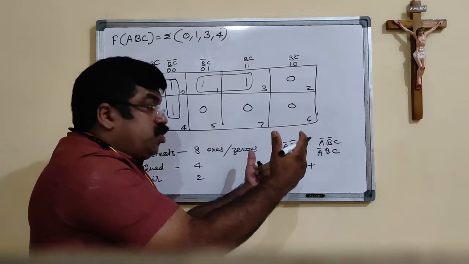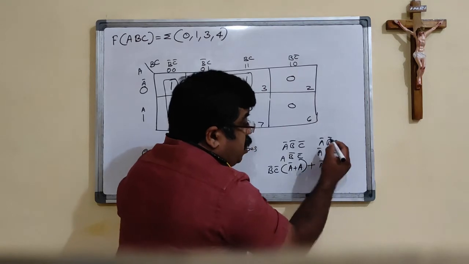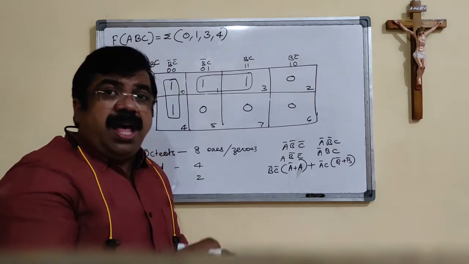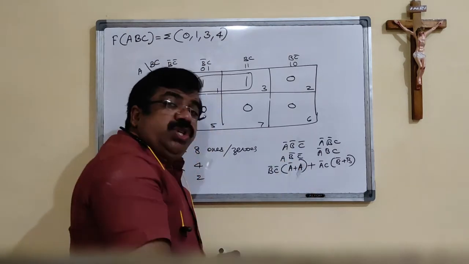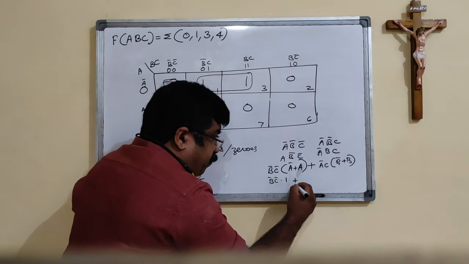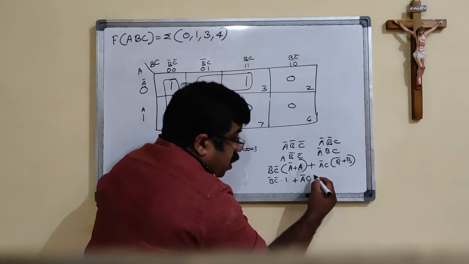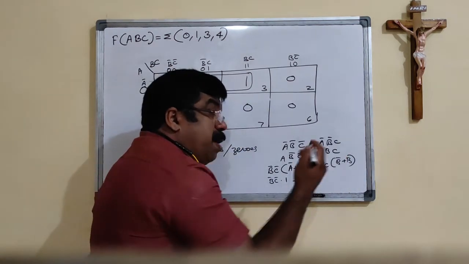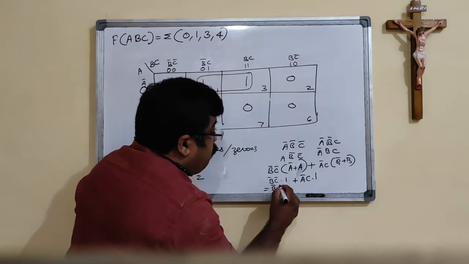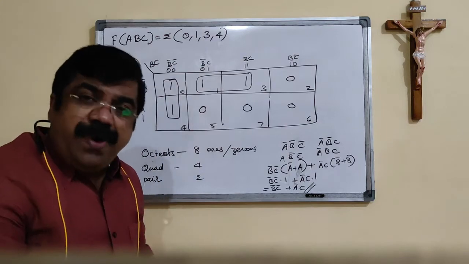What is common in that expression? We can take A bar C as common and within the bracket B bar plus B. Again we saw in the algebraic method A bar plus A is equal to 1. So we will write it as B bar C bar into 1 plus A bar C into B bar plus B, which is also 1, complementarity law. So we will write it as B bar C bar plus A bar C. This is our final expression.